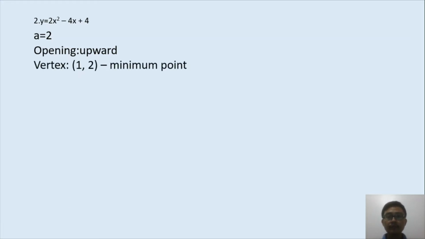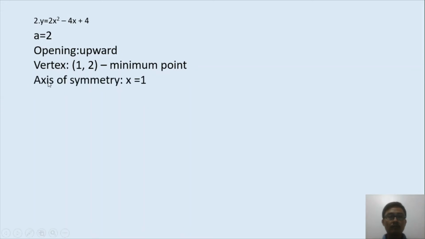Okay, number 2 tayo. We have y equals negative 2x squared minus 4x plus 4. So we know now that the value of a is 2. Yun naman yung kinukuha sa quadratic term. So since a natin is positive, ang opening ng parabola is upward. And then ang vertex is at 1, 2, which is the minimum point. So mamaya papakita ko kung paano sinusolve yung vertex kasi may formula naman dyan.